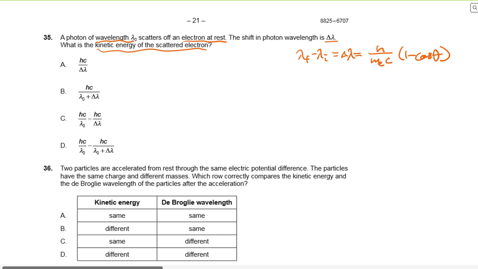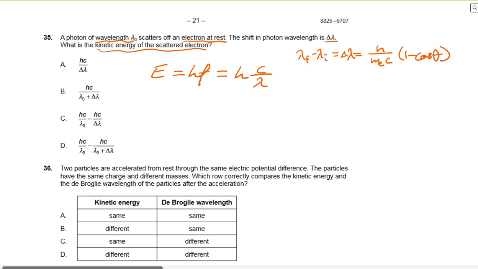Another thing to note is they told us the electron starts at rest and they're asking for kinetic energy. So that means we must use the energy formula, and that is E equals hf. But we're only given wavelength, so let's use wavelength. Now we can find the initial and final energies.